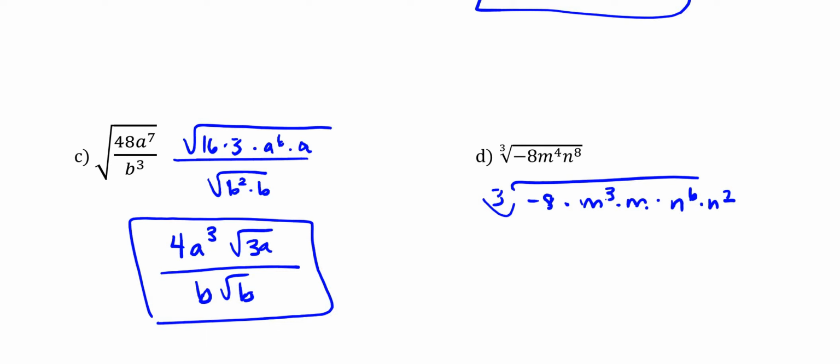The cube root of negative 8 is negative 2. Cube root of m cubed is m. Cube root of n to the 6th is n squared. So I'm left with the cube root of m n squared.